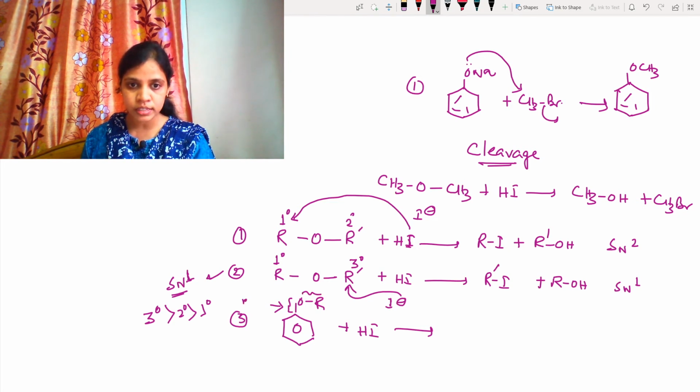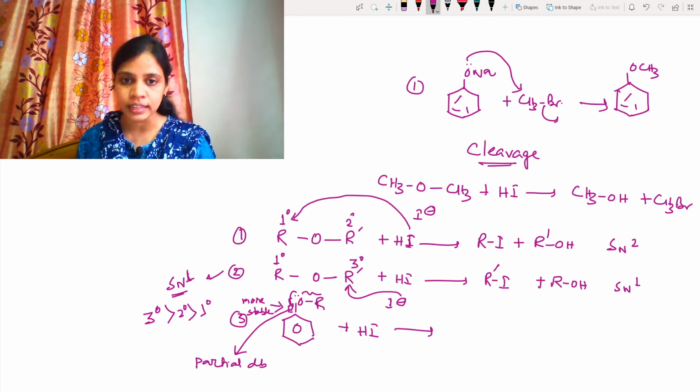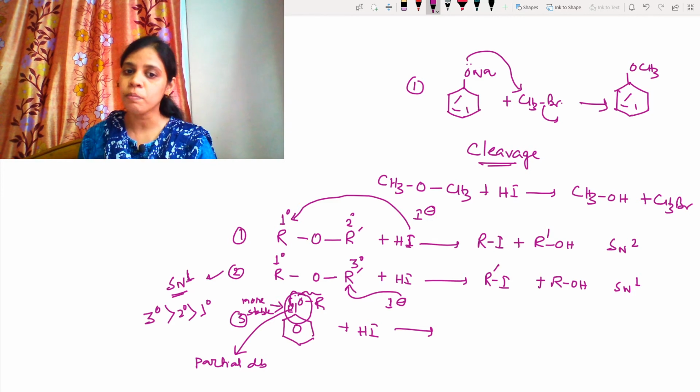Why is it more stable? Because here, due to resonance, oxygen has a lone pair, so it shows resonance. Due to resonance, this bond gets partial double bond character. What is this? Partial double bond character. This bond gets partial double bond character, so here it is much more difficult to break this bond.